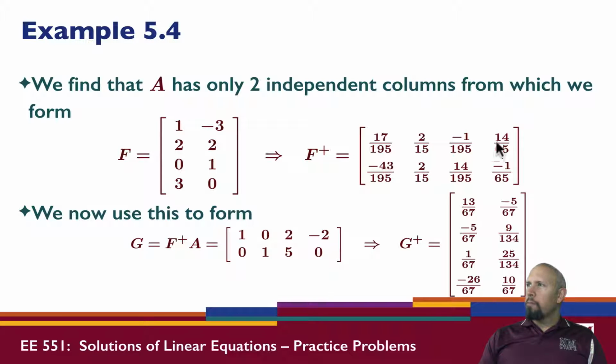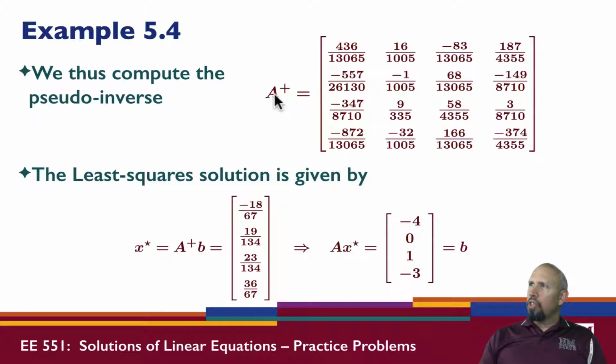And so taking the pseudo-inverse, we have a formula for that. Apply the formula. Here's the pseudo-inverse. I now use this to calculate G. So I multiply F pseudo-inverse times A, and I get G. So here's my G. Computing the pseudo-inverse of G, this is what I get. The pseudo-inverse of A is equal to the pseudo-inverse of G times the pseudo-inverse of F, and gives me all of this. It's getting pretty hairy. The least square solution is equal to A pseudo-inverse times B, and so this is what we get. If I take A and multiply by this matrix, I get this, which is in fact B.